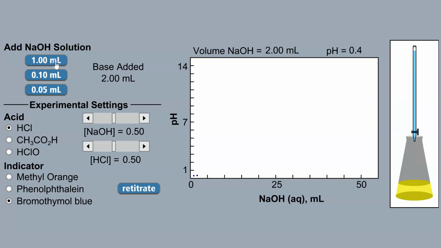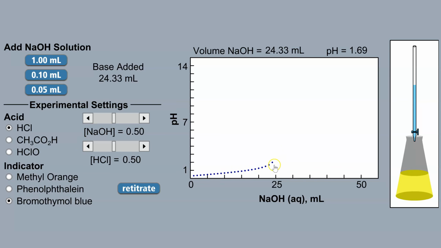I'm going to add another milliliter. Now we have a slight change in pH, but really not much is happening. I'm going to add some more really quickly, and you can see the pH is increasing, but not really that much. So the acid is neutralizing the base and it's continuing to maintain its acidic properties. So we are in what we call the buffer region here.